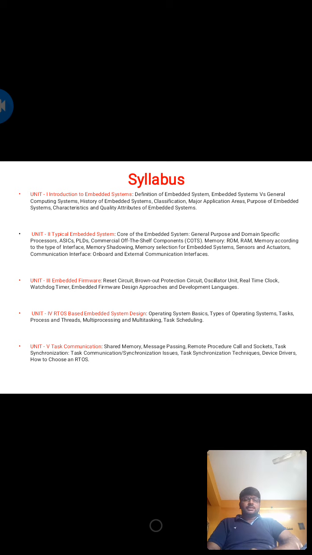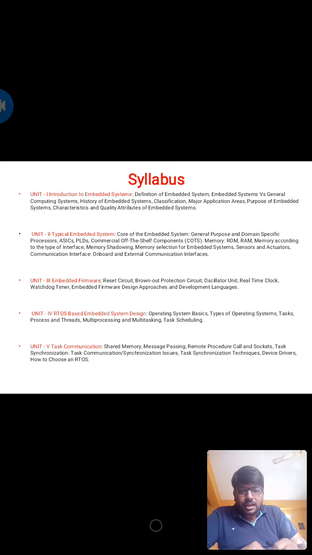Coming to unit number 3, that is embedded firmware. Embedded firmware means embedded software. In this unit we have to deal with how the software is defined for the hardware, and how they work together. So this is about unit number 3, embedded firmware. Coming to the fourth unit, RTOS based embedded system design. RTOS means real time operating system. So how the embedded system design works with a real time operating system. This is about unit number 4.